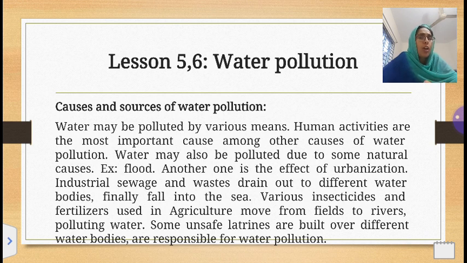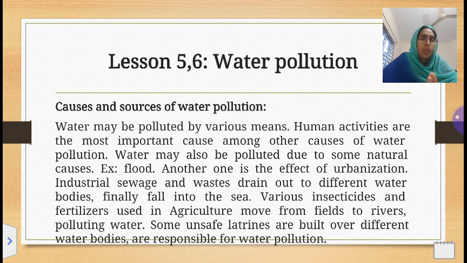Water pollution. Causes and sources of water pollution. Water may be polluted by various means. Human activities are the most important cause among other causes of water pollution. Water may also be polluted due to some natural causes. For example, flood. You know that. Another one is the effect of urbanization.